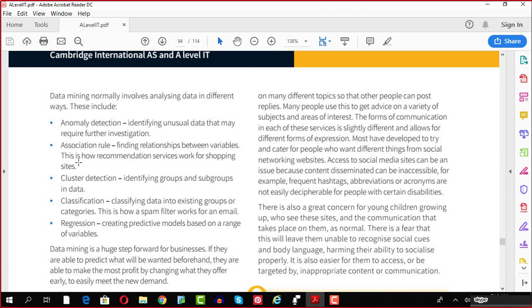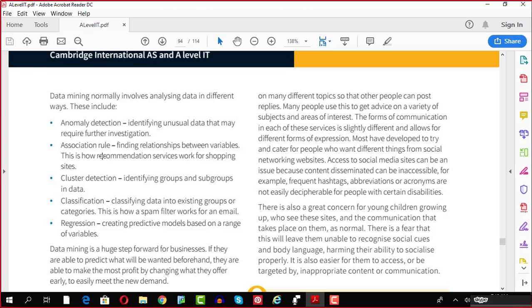Association rule, finding relationship between variables. This is how recommendation service work for shopping sites. You might have a data, for example, you might say computers related to electronics. So if you're searching for something that is under electronics, computers will be there. If you search for cars, you'll get tires. So you have an association rule with that. You get my point? So data mining basically means that when you collect the data, how do you collect the data and how do you basically arrange it back?